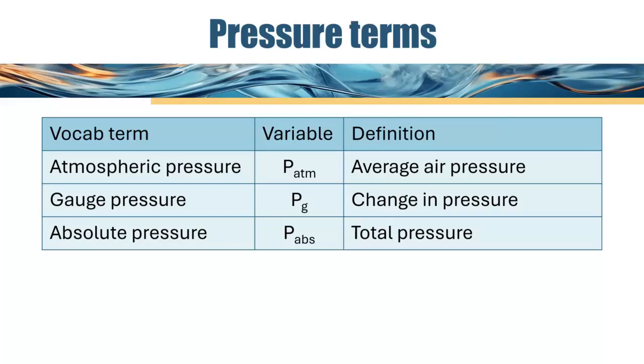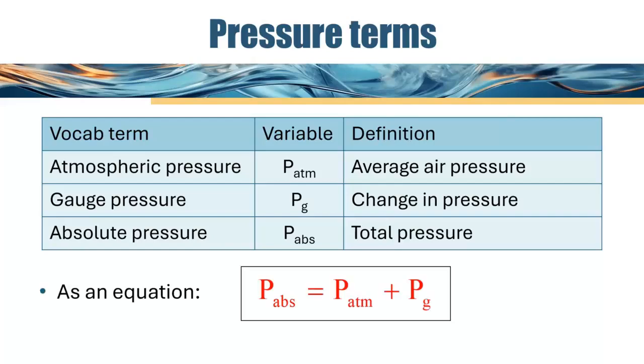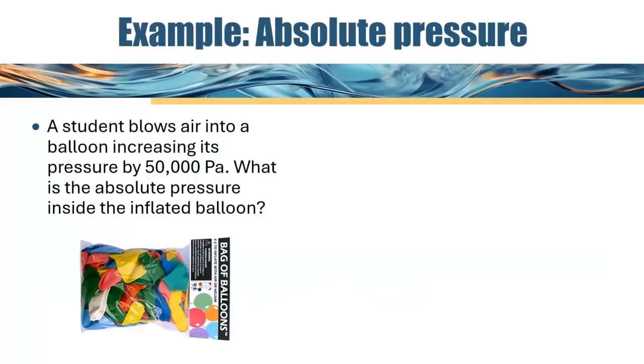In addition to atmospheric pressure, we also have gauge pressure. Gauge pressure is the change in pressure from atmospheric pressure. And absolute pressure is just another word for total pressure. As an equation, we can say that the absolute pressure is the sum of the atmospheric pressure plus the gauge pressure. Let's look at an example to help us understand these terms.